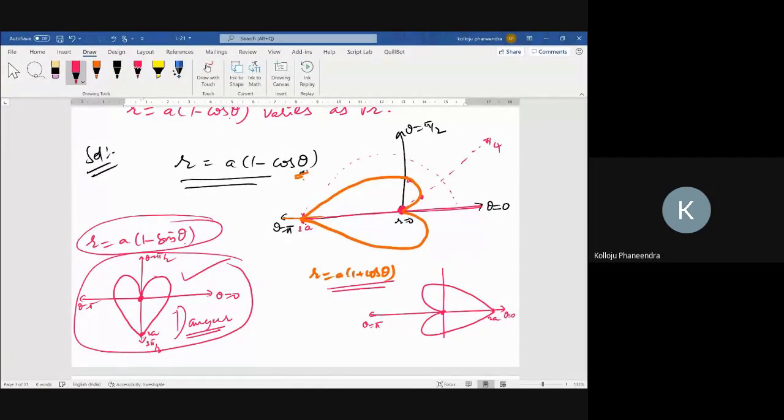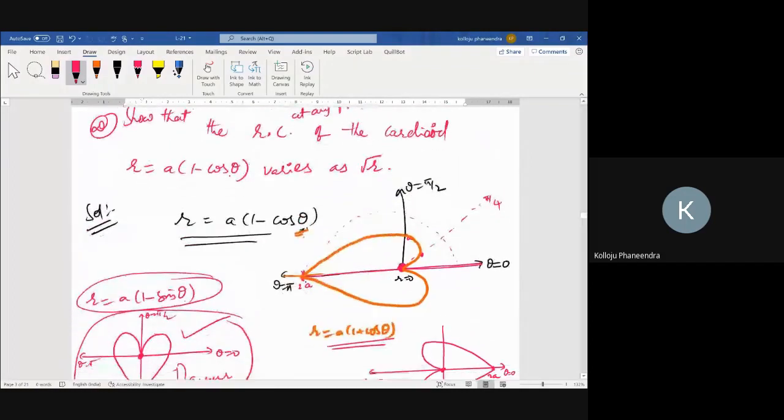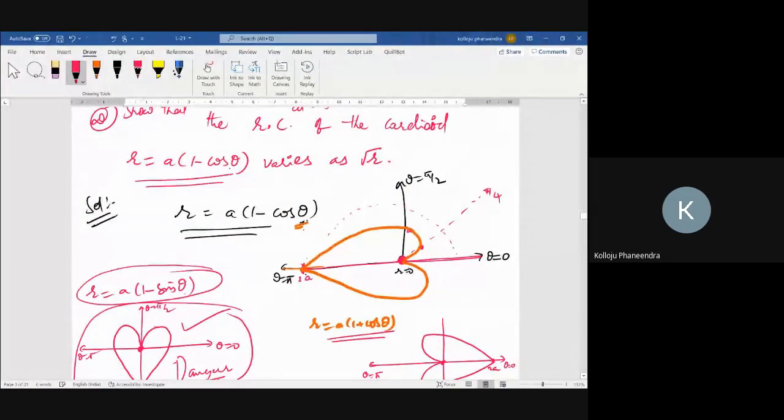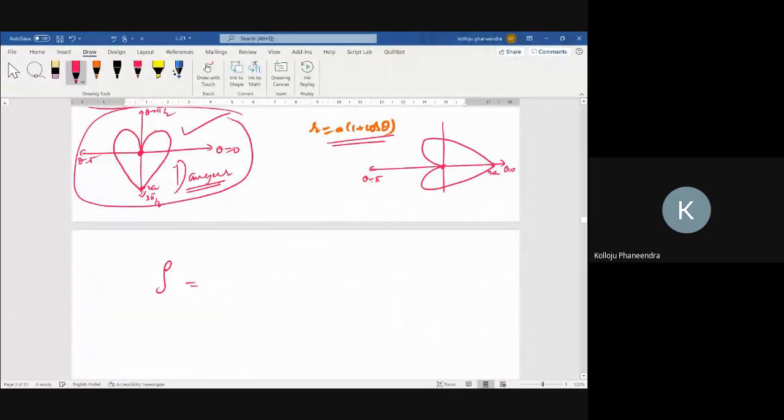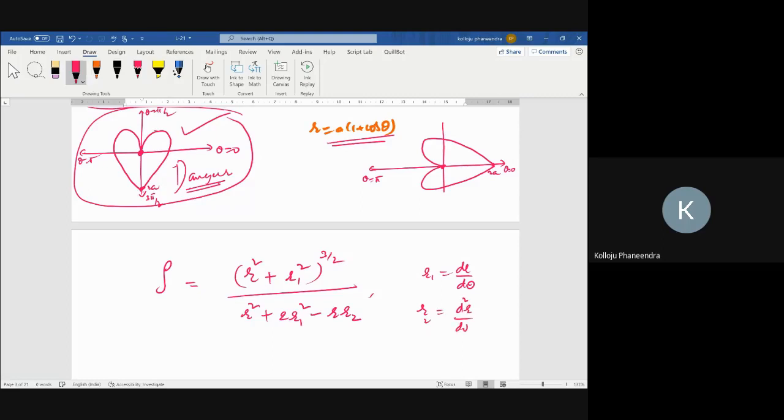Okay, now what is the problem? r equal to a into 1 minus cos theta. Show that radius of curvature... And what is the formula in polar coordinates? Radius of curvature formula in polar coordinates: (r square plus r1 square) whole power 3 by 2 divided by r square plus 2 r1 square minus r r2. Here r1 is dr by d theta and r2 is d square r by d theta square.